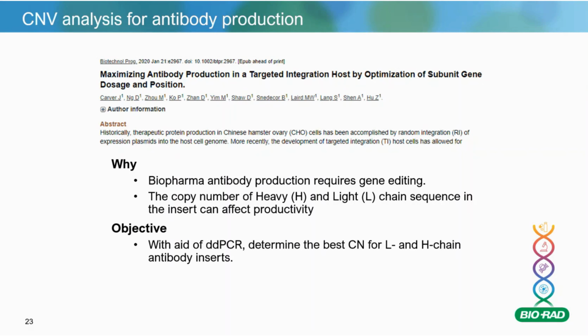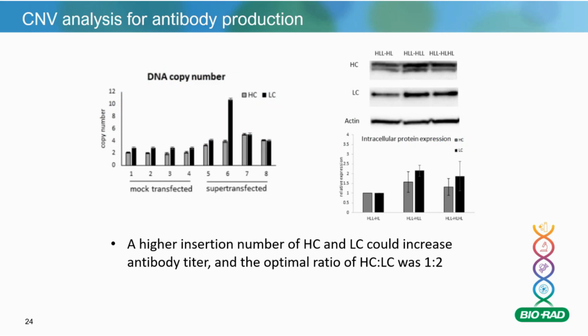And then practically speaking, what does copy number actually change? So if we look here at this article, maximizing antibody production, voila. So some sort of biopharma production requires gene editing. The copy number of the heavy and the light chain sequence can affect the productivity, so just how much they're making. By using ddPCR, they can determine the best copy number for the light and the heavy chain antibody inserts. Okay, so what they've done is, remembering with qPCR, they would never really be able to determine the difference between these copy number states, but with digital PCR, they can absolutely do it.